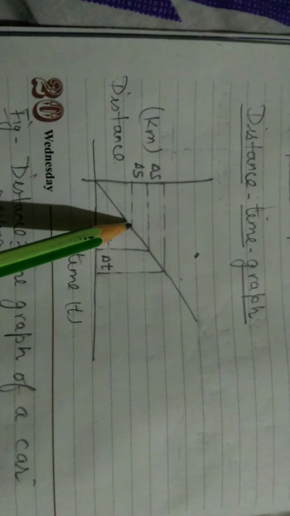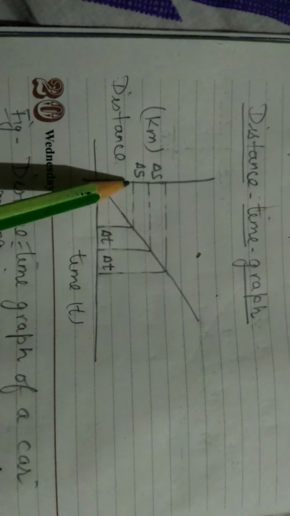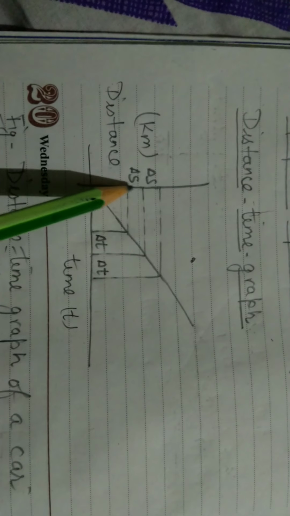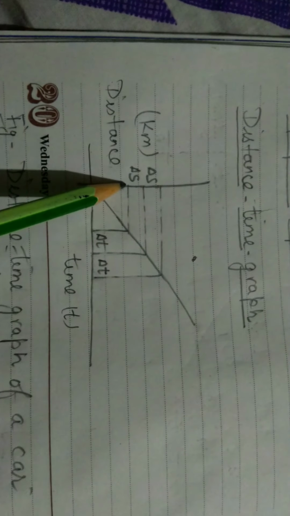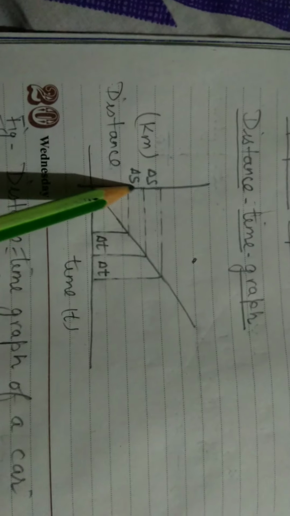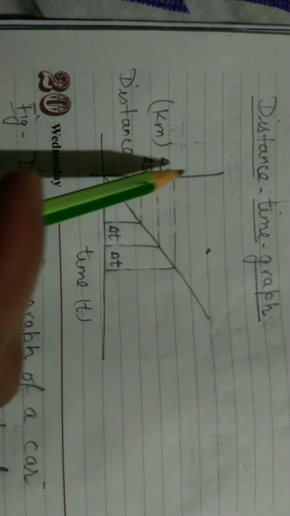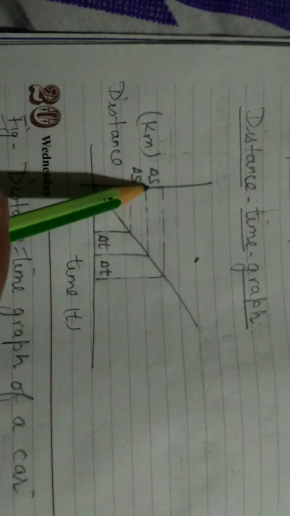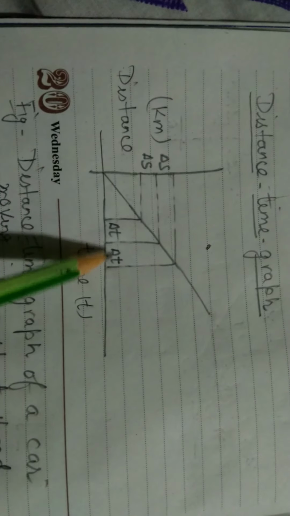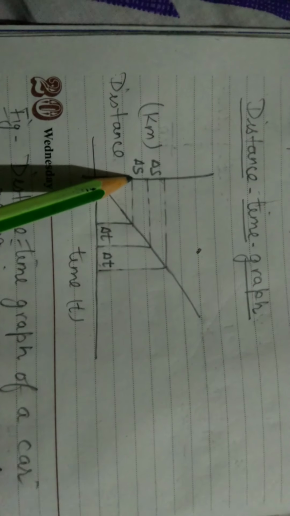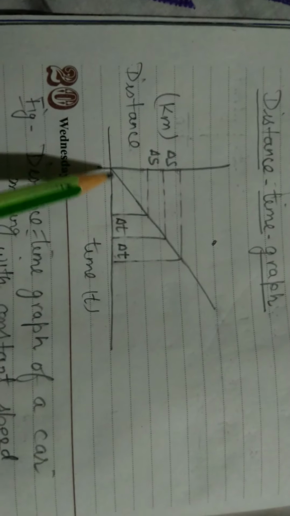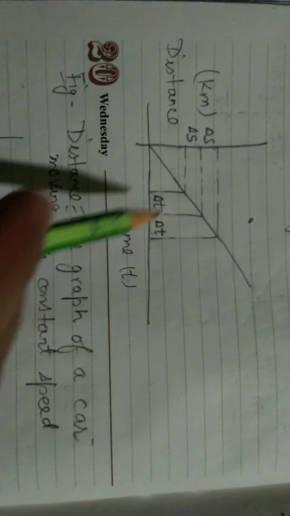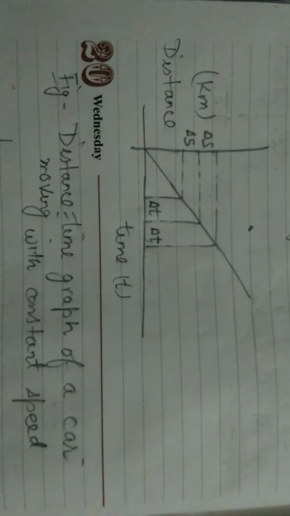Now where these lines cut the graph, we will draw lines parallel to the time axis. So we get these intervals. We can see very easily that these intervals are equal, and on this axis we have the distance, so these are equal distances. So in equal time intervals the distance traveled is equal, which means the speed is constant. Whenever the speed is constant, you will get a straight line.